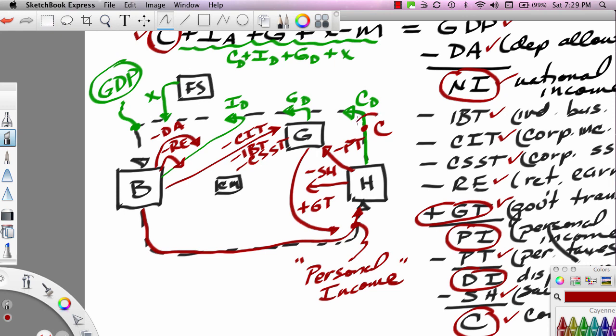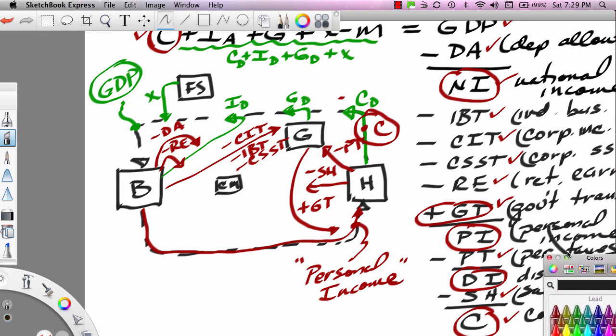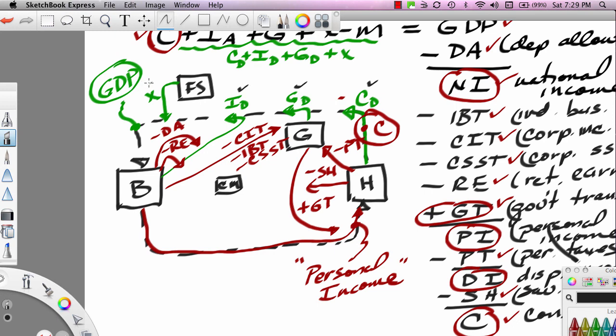So where did we start? We started with C. Where did we end? We ended with C. So the upper side of the circular flow looks at what? The product side. So this upper side is the product side. What I call the belly of the model, the underside of the model, is the income side.